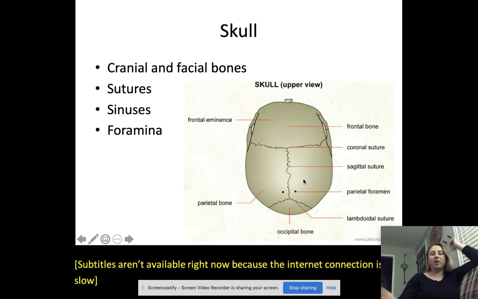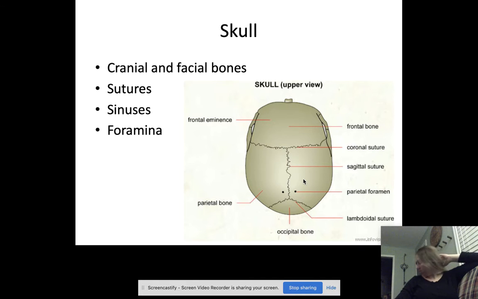Okay, I think parietal, like parental, like your parents are above you, right? You look up to them. Parietal is at the very top of your head. Okay, occipital. Occipital is the bone, I guess I should turn this, on the back of your head.